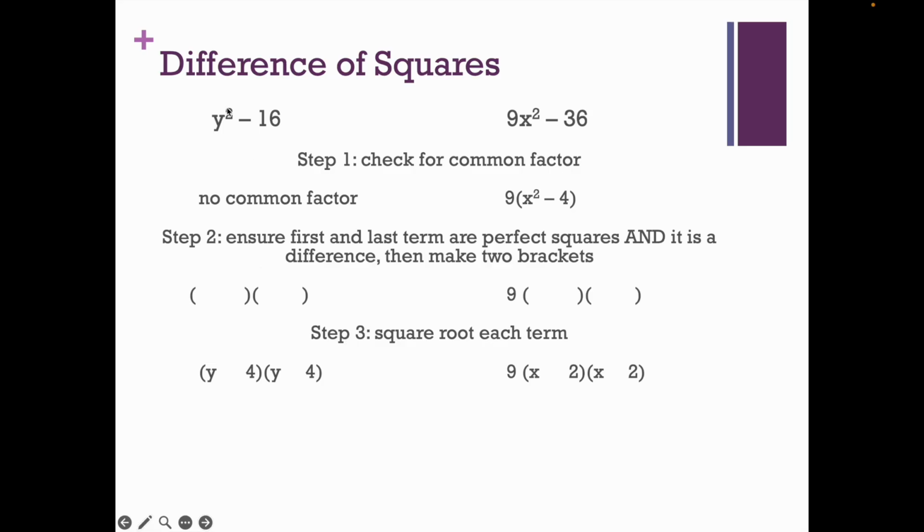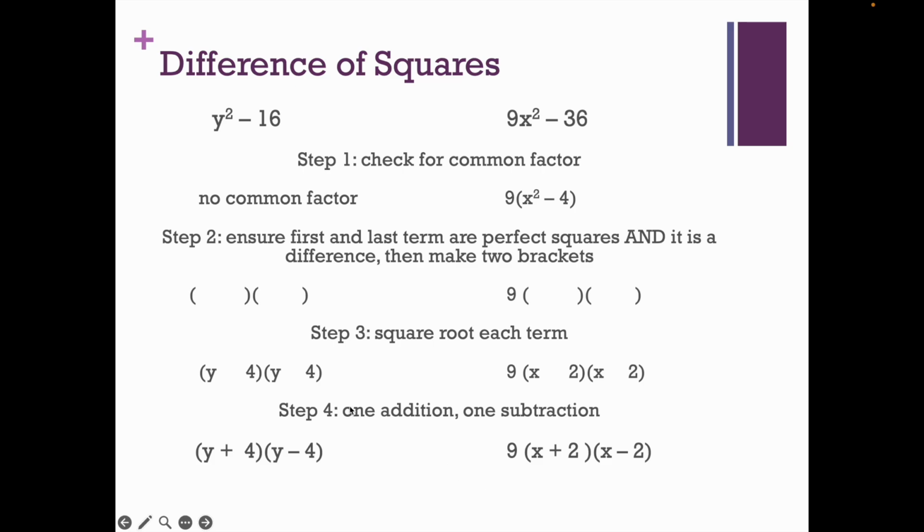So if you do the square root of y squared, you get y and y. If you do the square root of 16, you get 4 and 4. Here, if you do the square root of x squared, you get x and x. And if you get the square root of 4, you get 2 and 2. Or 2, just 2. But I do have to put them both in the same bracket.